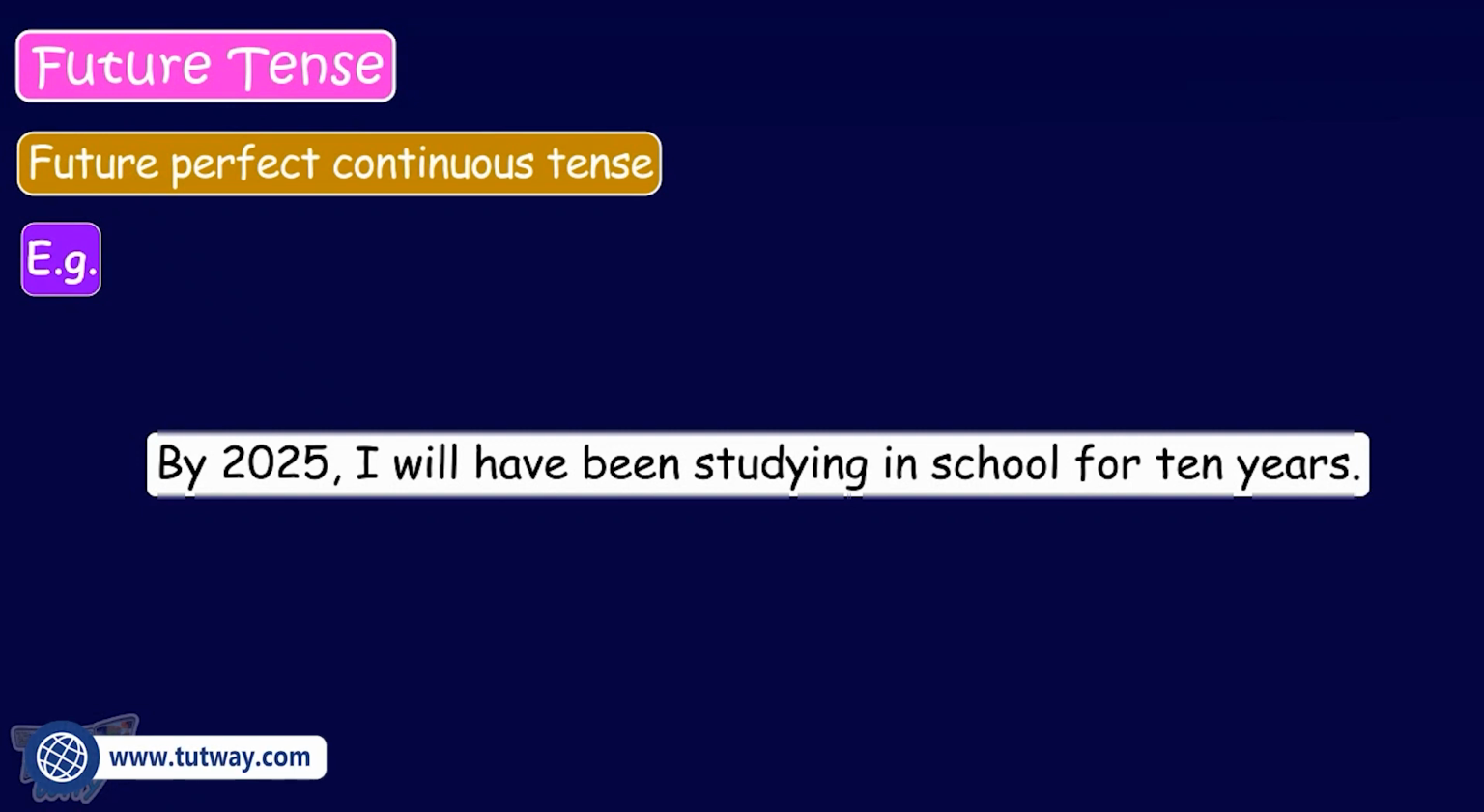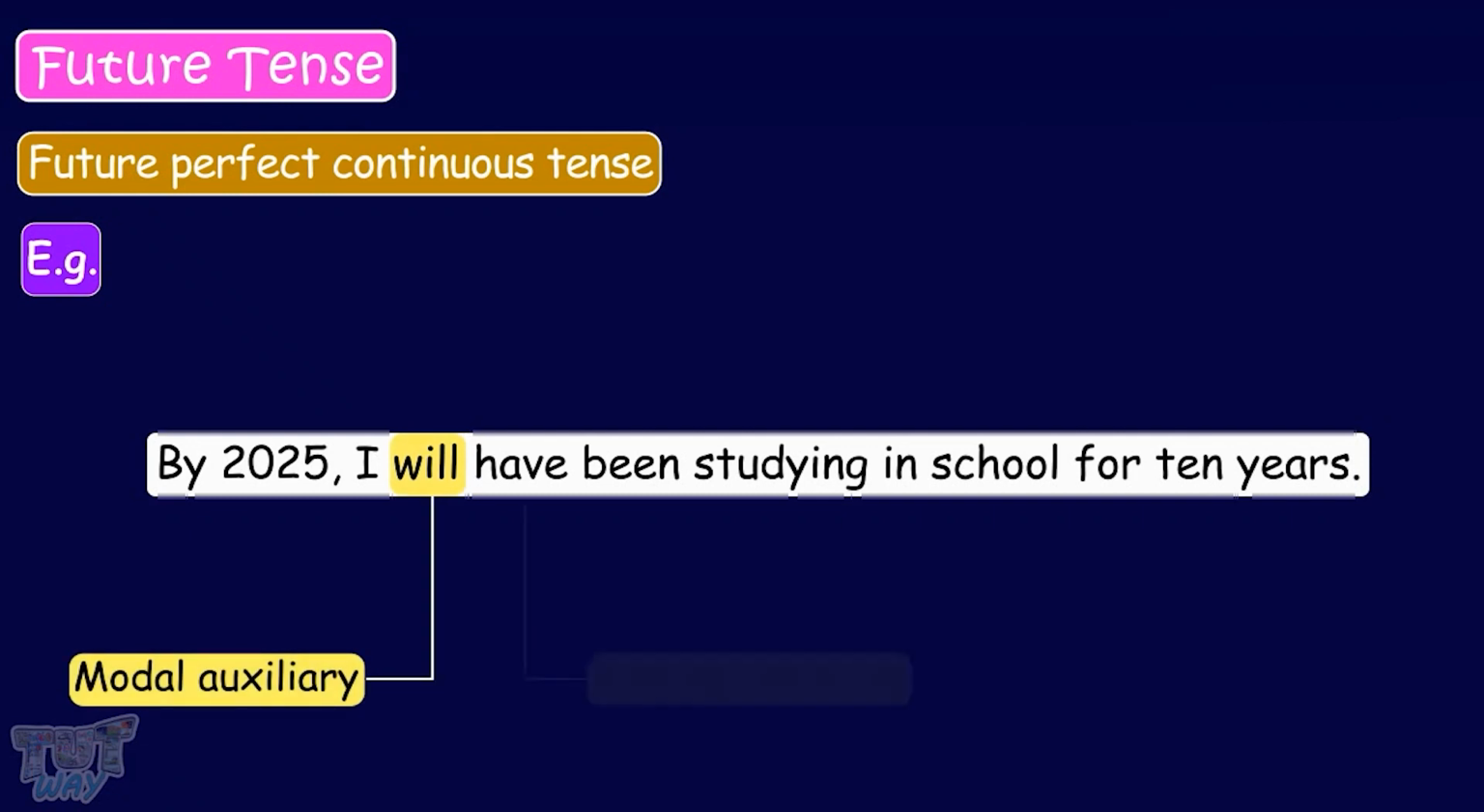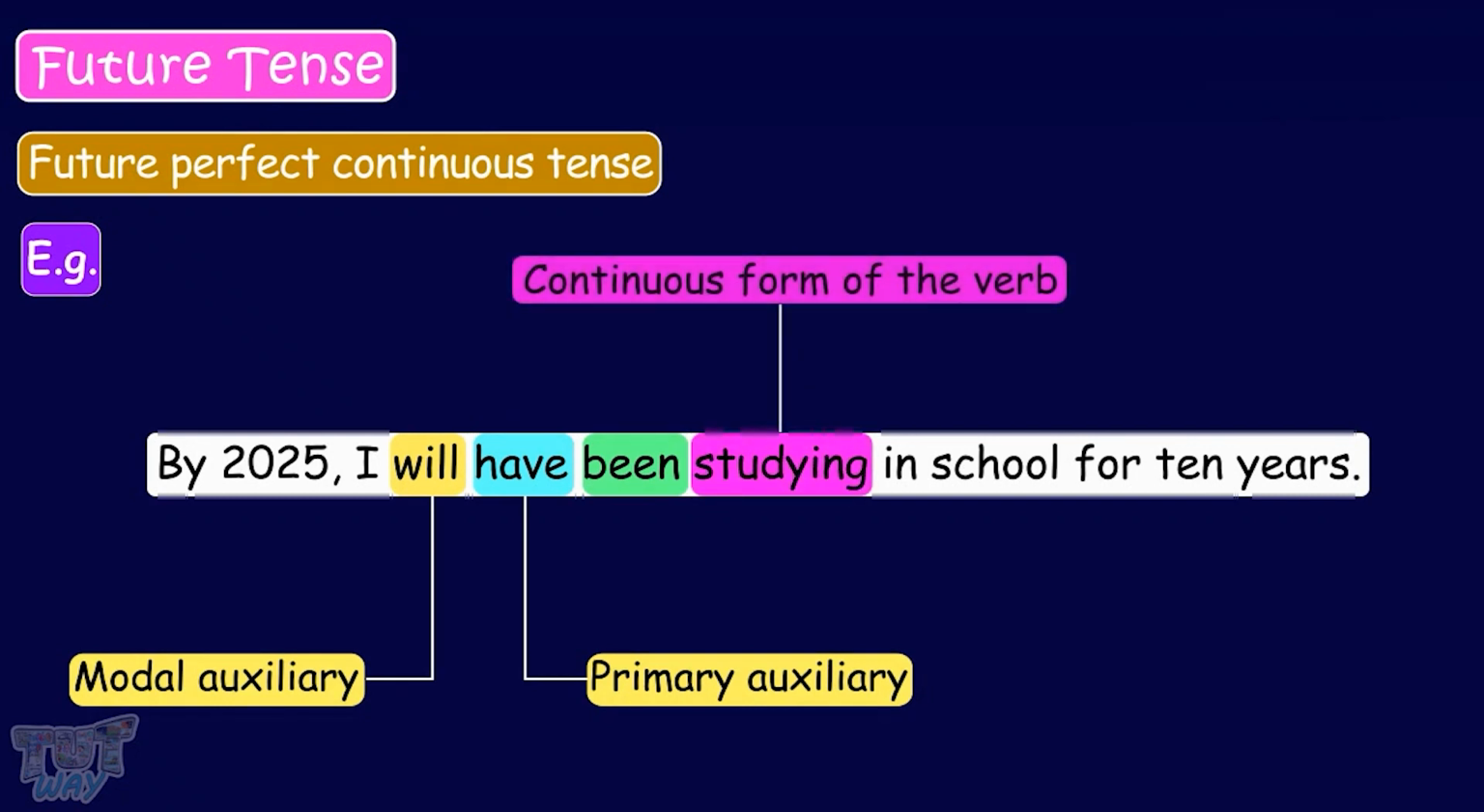By 2025, we will have been studying in school for 10 years. So, this sentence shows a progressive action that will happen till 2025. And we have used modal auxiliary will, primary auxiliaries have and been, and the continuous form of the verb, which is studying. So, it is, by 2025, I will have been studying in school for 10 years.